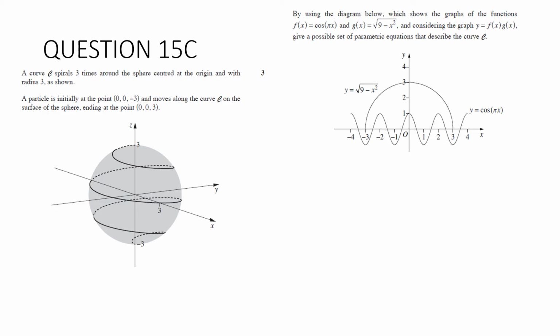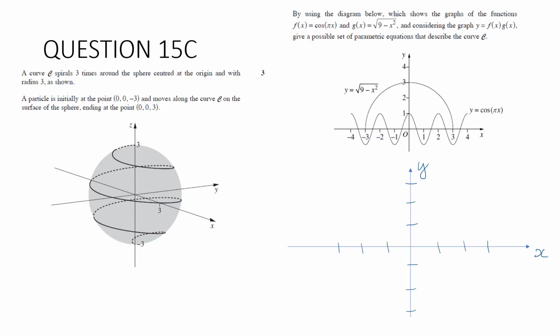15c, curve L spirals 3 times around the sphere centered at the origin and with radius 3 shown. A particle is initially at the point 0, 0, negative 3 and moves along the curve L on the surface of the sphere ending at the point 0, 0, 3. By using the diagram below, which shows the graphs of the functions f of x equals cos pi x and g of x equals the square root of 9 minus x squared, and considering the graph of y equals f of x multiplied by g of x, give a possible set of parametric equations that describe the curve L.